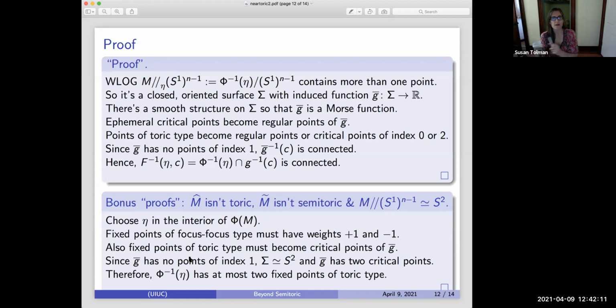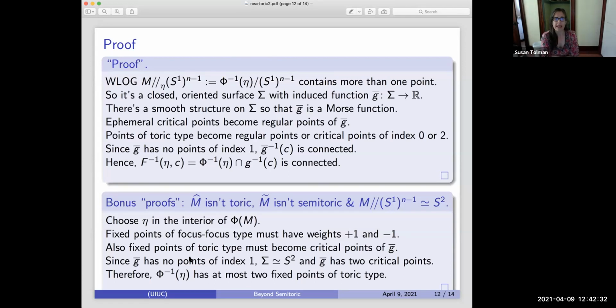So great. So it's a surface because it's going to be either 0-dimensional or 2-dimensional, and it's a closed oriented surface. And we're going to get an induced function G bar from sigma to R. So I'm calling the reduced space sigma.